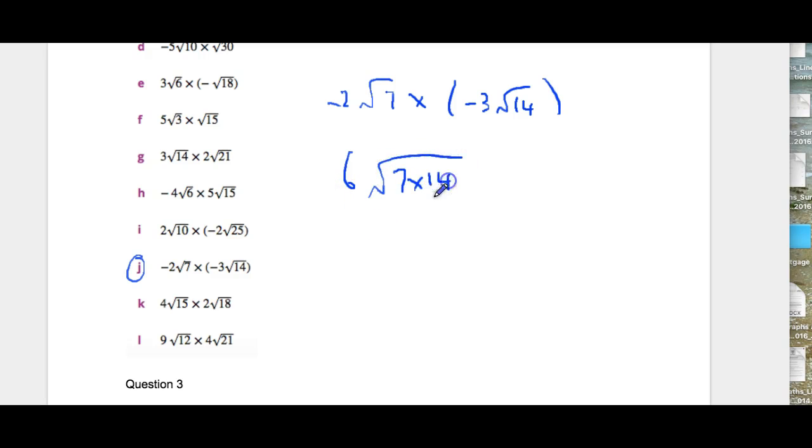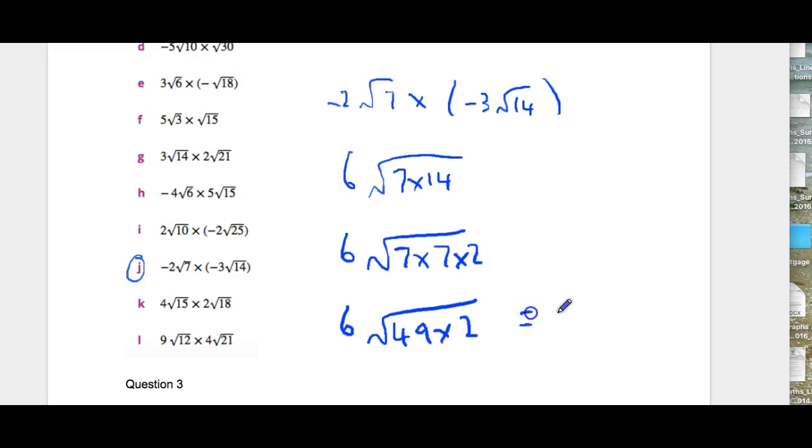So J, we've got our negatives. Okay, so we've got -2 root 7 times -3 root 14, and that's just in a bracket. Now make sure you can realize that you're multiplying two negatives, so you actually get a positive. And then we have 7 times 14. And this is where it's handy. Remember when I broke up the 14 before to 7 times 2? So you can then rewrite this to be 49 times 2, which then gives you 6 times 7 is 42 root 2. Okay, but again, I don't mind you using your calculator to help you.